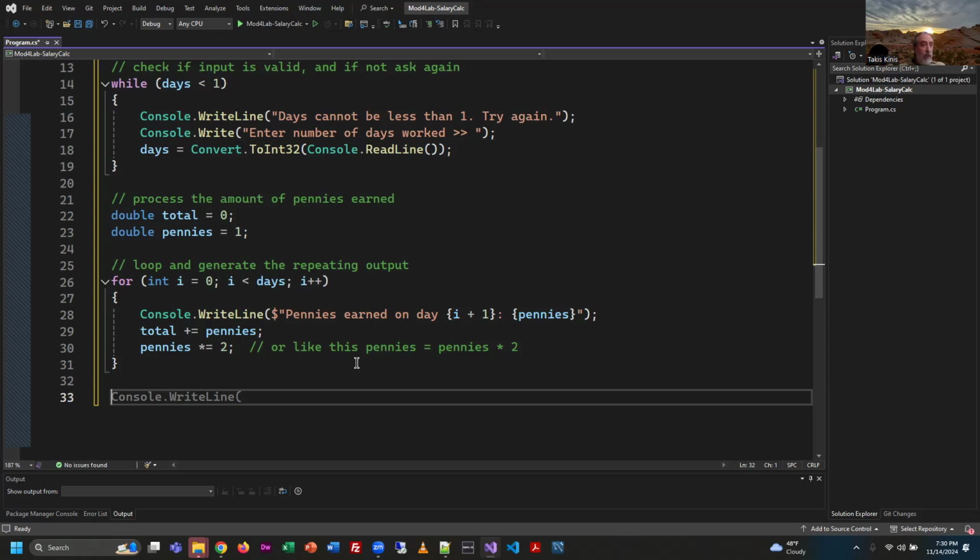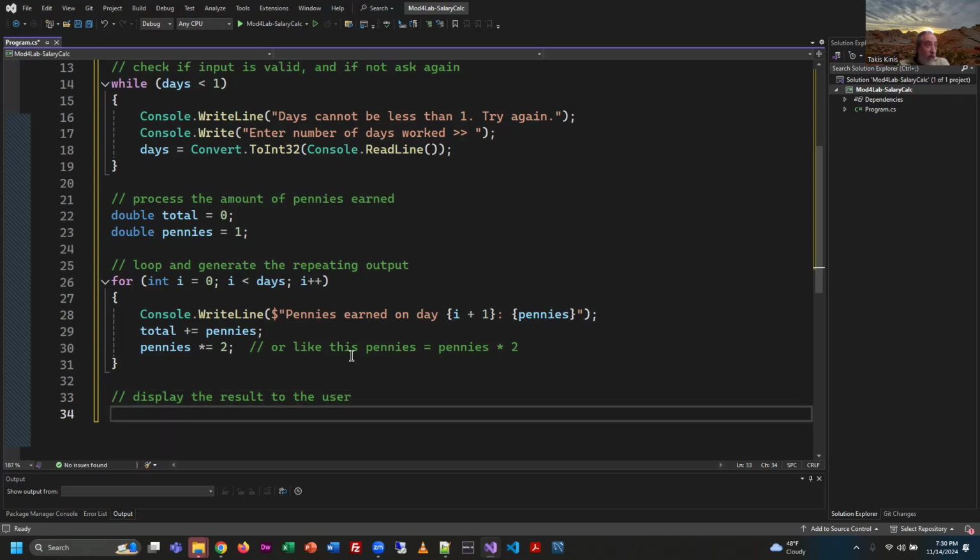But then we also need to put that total up on the screen, right? So that's just going to be a write line, but I do want to put in a comment here. So we're just going to say display the results to the user, right? Like what's your total, basically. So you can do that with a very simple little output statement like this.